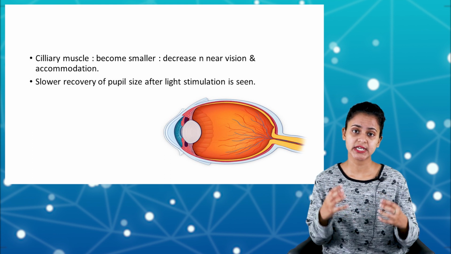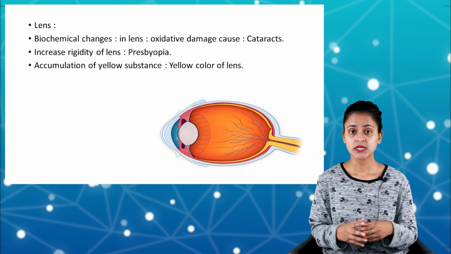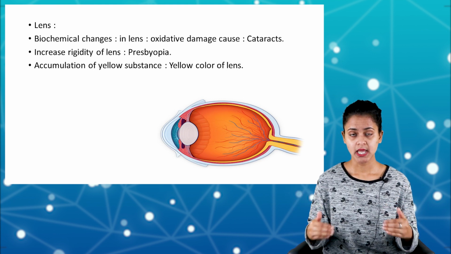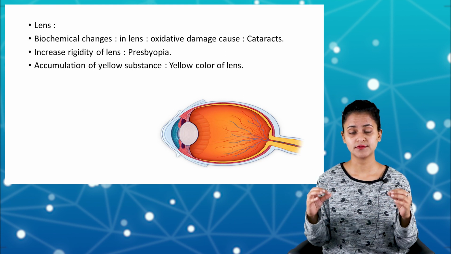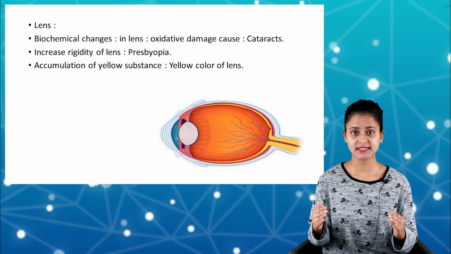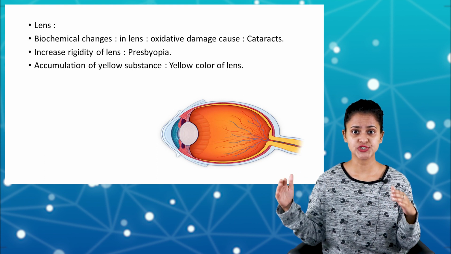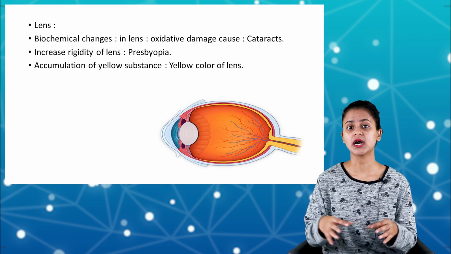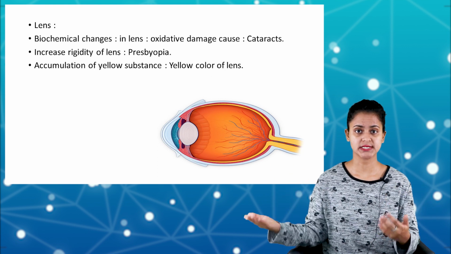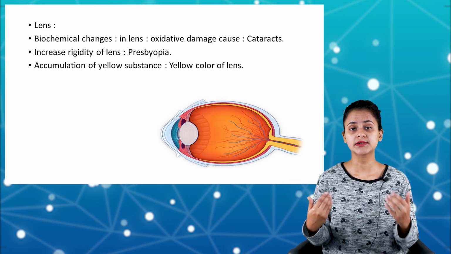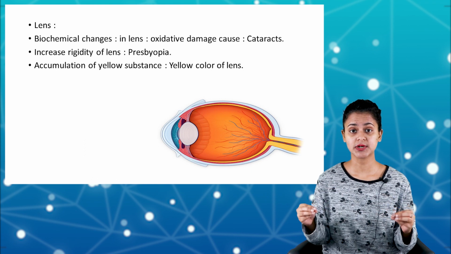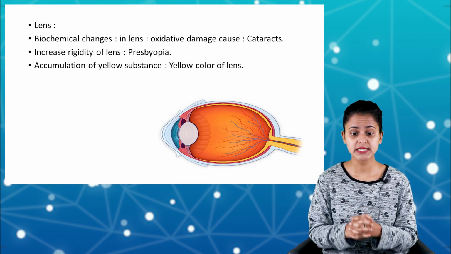Now we are going to see the changes which will be occurring in the lenses. So definitely we are going to see biochemical changes taking place in lenses. Basically here, oxidative damage will cause the formation of cataracts. So that is the reason why almost all old age individuals will have to go for a cataract surgery, because it is very commonly found that cataracts will be present for every individual. Now there will be increased rigidity of the lenses as well with the aging process. That is the reason the person is more likely to develop presbyopia.